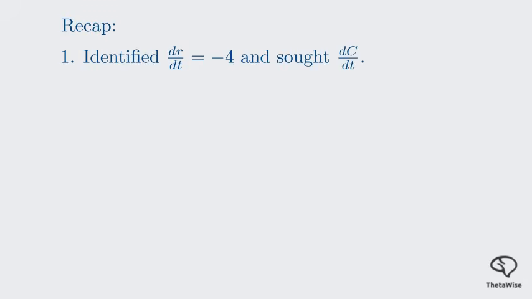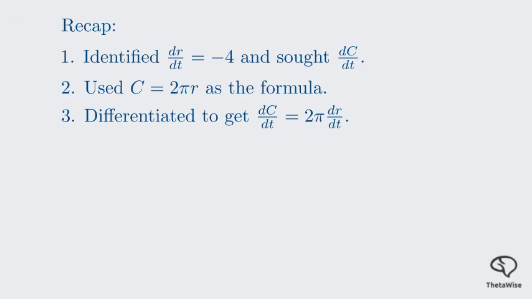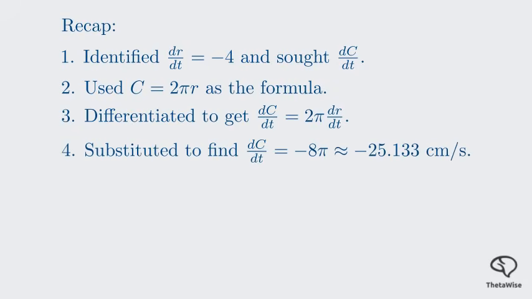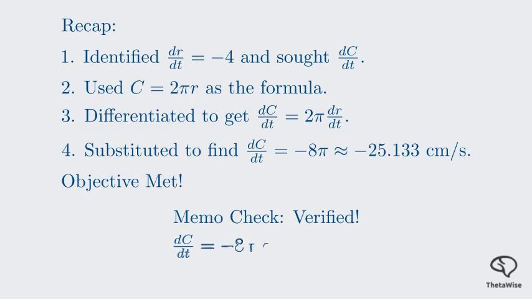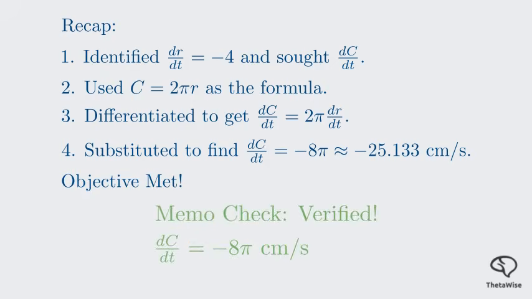Let's summarize our findings for this related rates problem. We successfully determined the rate of change of the circumference. We did this by identifying the variables and rates, finding the appropriate formula, differentiating it with respect to time, and then substituting our known rate to get the final answer. Objective met. The memo confirms our final answer of -8 pi centimeters per second. We are completely verified.